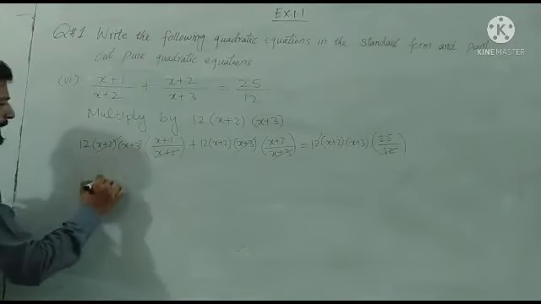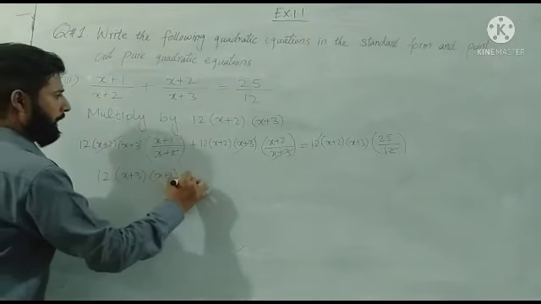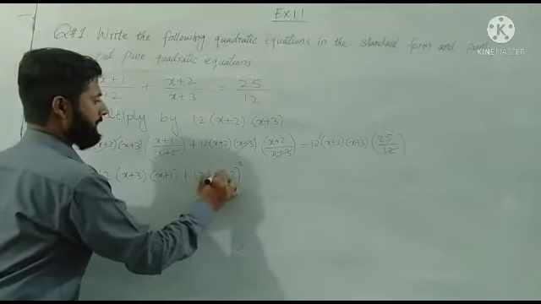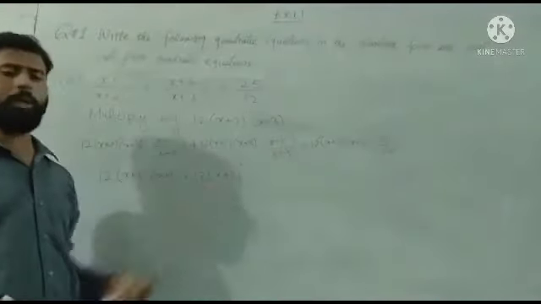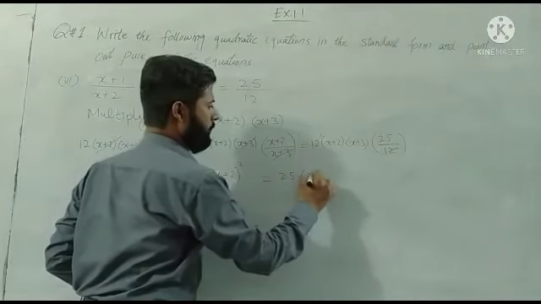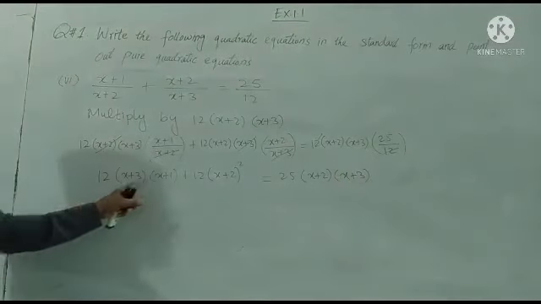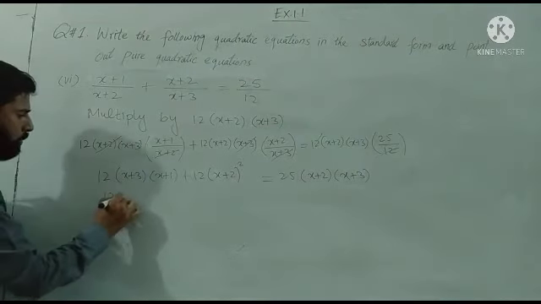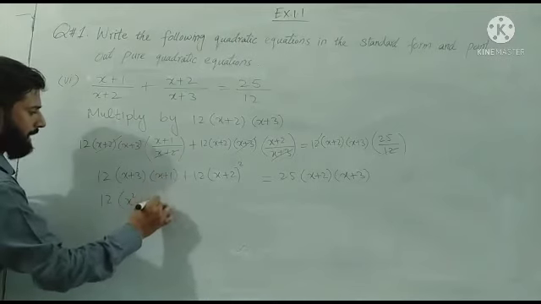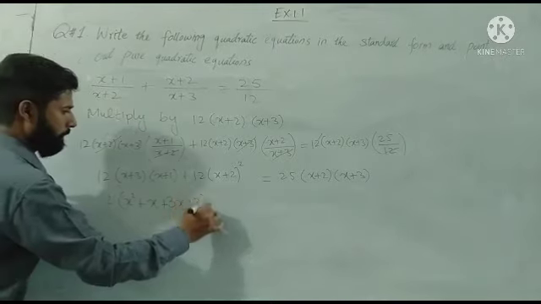Now here the value that is 12 into x plus 3 into x plus 1 and here the value 12 into x plus 2 whole square. Because x plus 2 is present 2 times, we will take the square of both the values. And here that is 25 into x plus 2 into x plus 3. Now we have to multiply these two values, so we will write here 12, x with x square plus x multiplied by 1x, then 3 multiplied by x 3x plus 3 1 is 3.